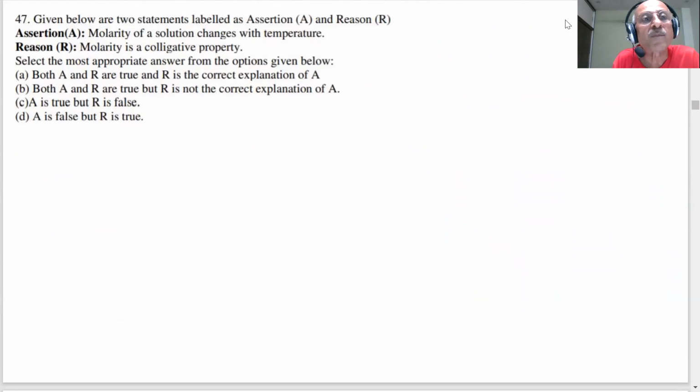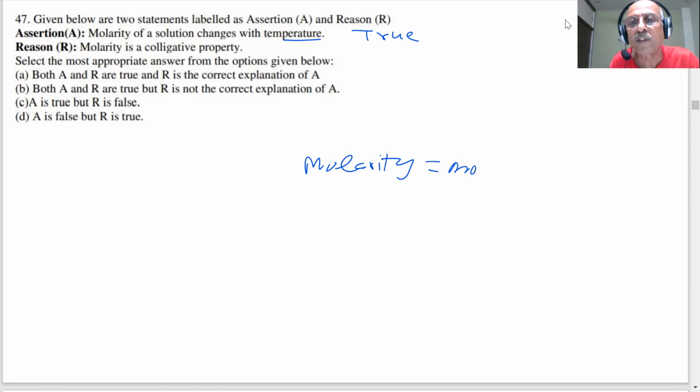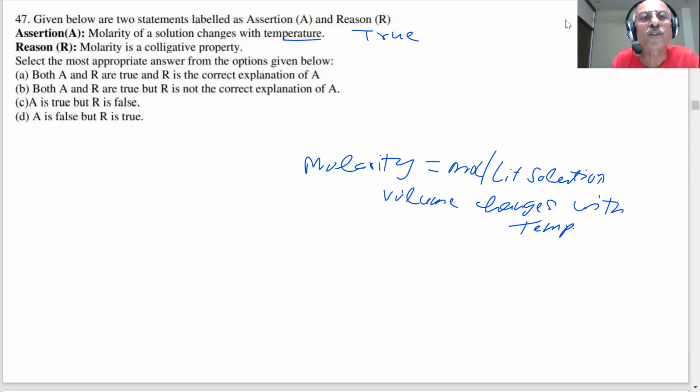Given below are two statements. Molarity of a solution changes with temperature. That is true, student. Because what is molarity? Molarity is defined as moles per liter of the solution. So volume changes with temperature. Volume of solution changes with the temperature. That is true.